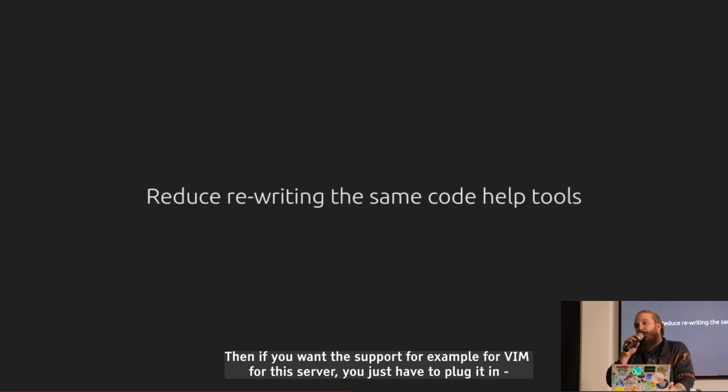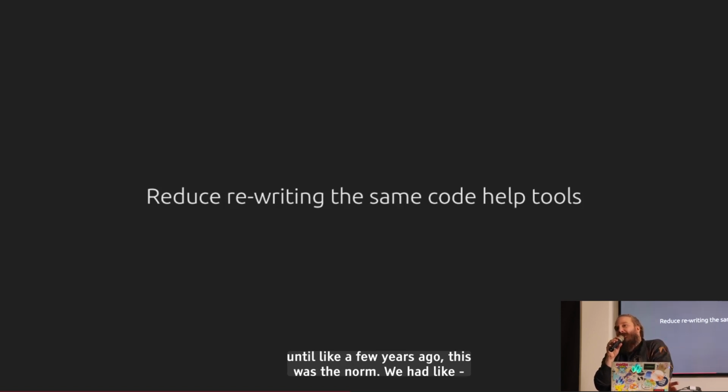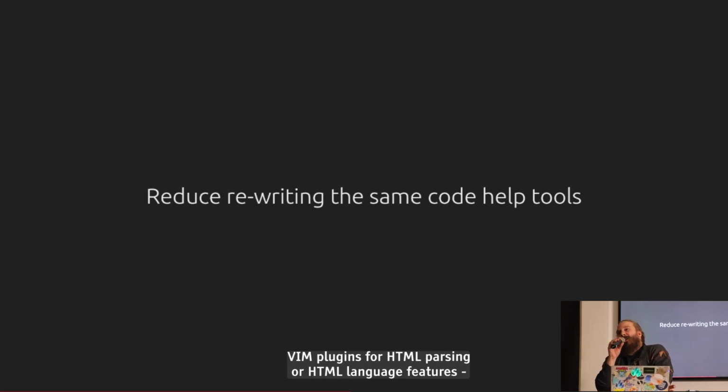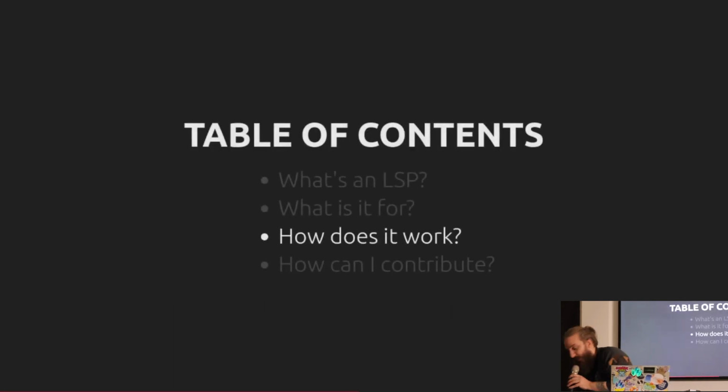Then if you want support for, for example, Vim, for this server, you just have to plug it in with your LSP client. And that's a lot less work than having to write the whole code completion features onto your client. Until a few years ago, this was the norm. We had Vim plugins for HTML language features or JavaScript language features, but nowadays we are just able to use LSP and we can plug into the same language servers that VS Code plugs into. So let's get into the actual meat of things. How does it work?